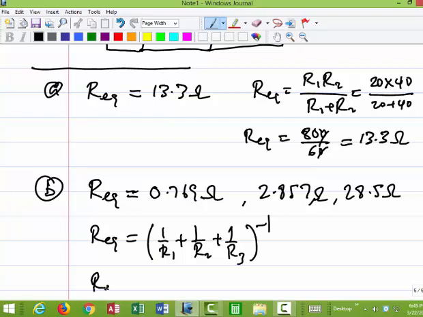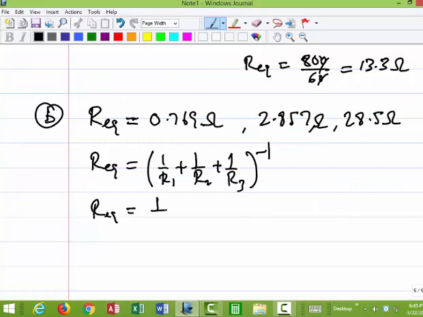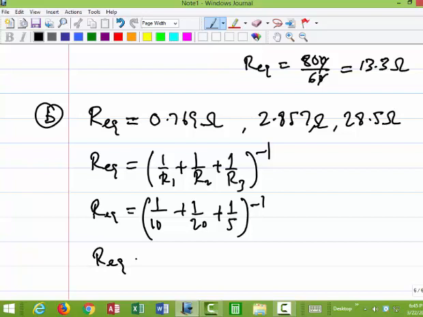So you can say R equivalent is equal to, what are the numbers? 1 over what? Oh, so you couldn't use the previous one because it's only for 2. Well, then mine's wrong. Okay. So this is 0.1 plus 0.05 plus 0.2, and the inverse of that.